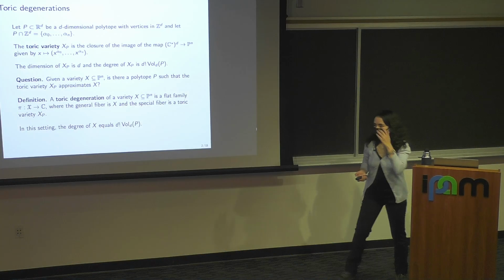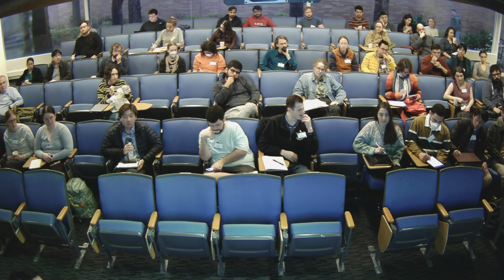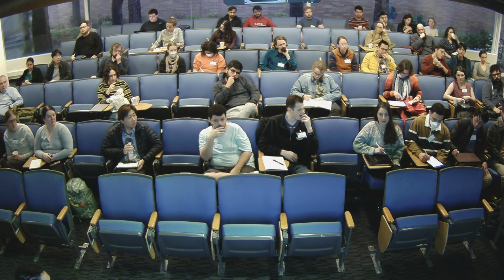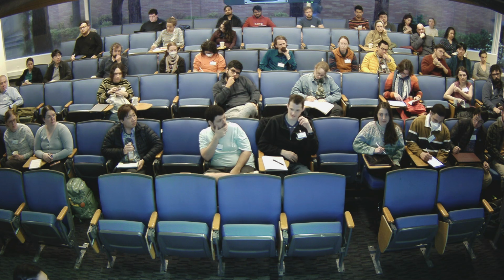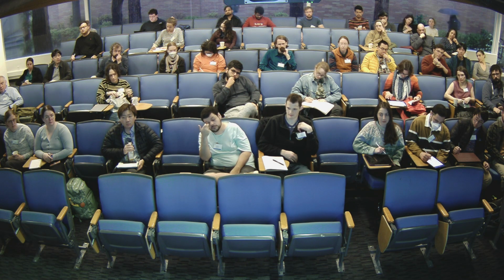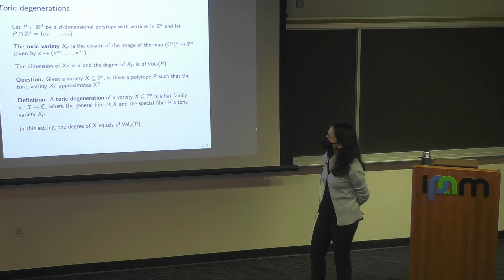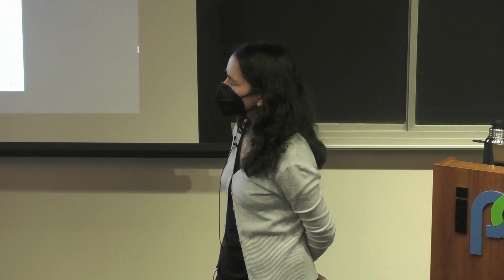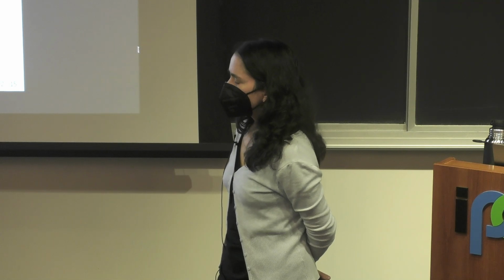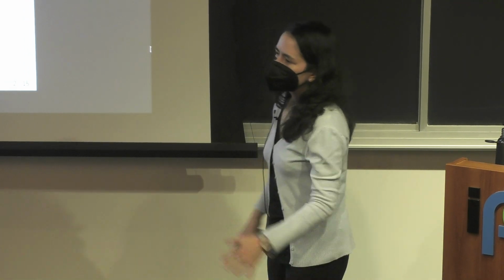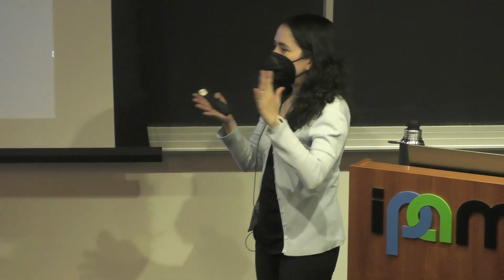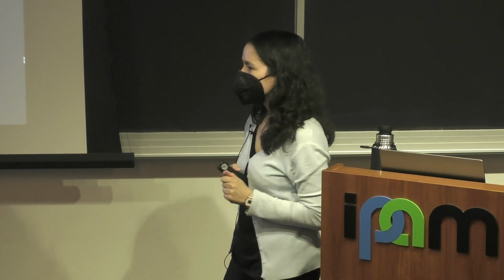Can I ask a technical question? Yes. Do you really want the special fiber to be a toric variety on the nose, not a union of toric varieties? Yes, I want it to be, yeah. I should clarify, I'm only going to talk about irreducible varieties here. If it's not irreducible, you probably are allowed to have a union, yeah. But I won't go into the non-irreducible case.